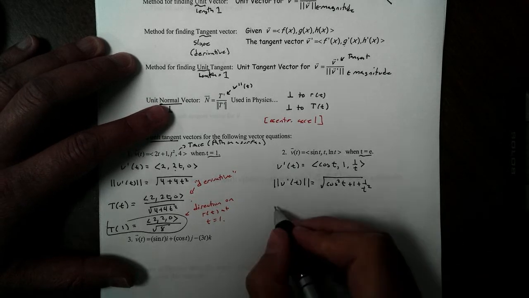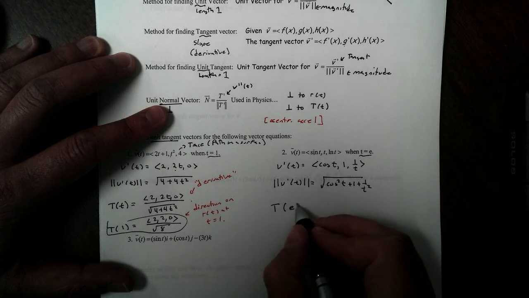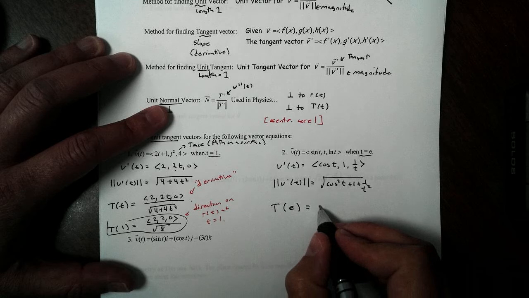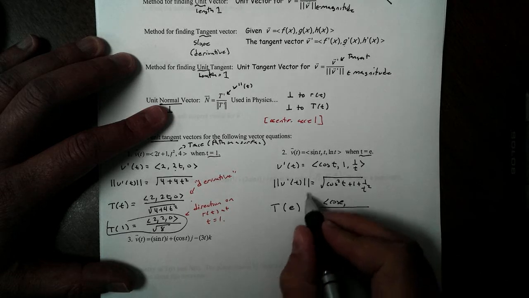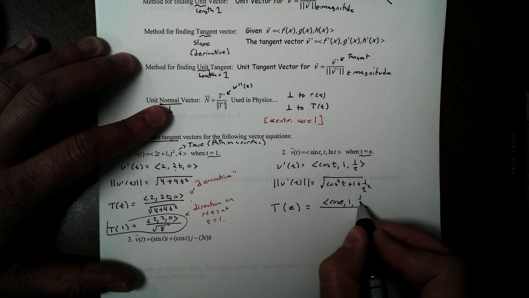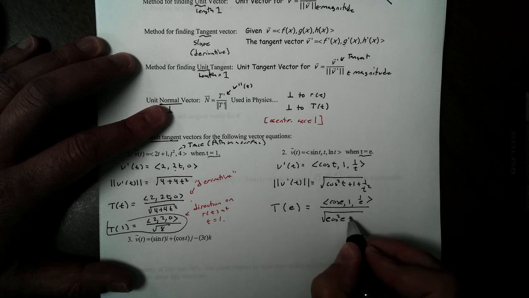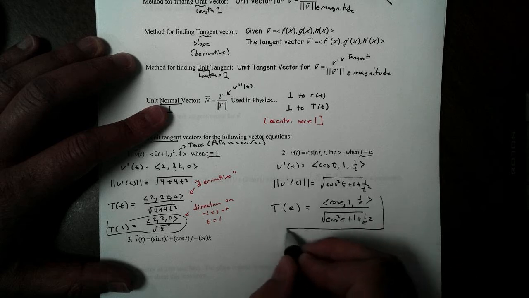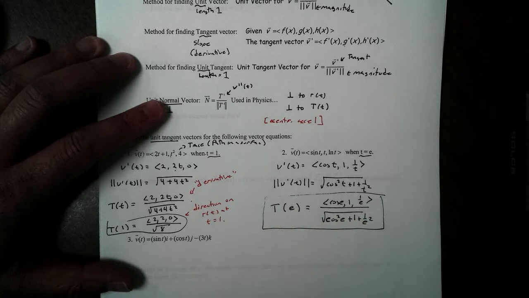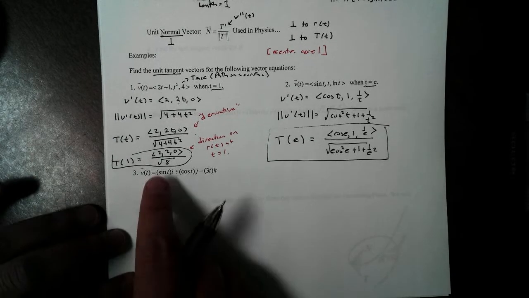We get the square root of cosine squared of t plus 1 over t squared. And I'm going to go ahead and calculate the magnitude right now at e, and that's going to be on top cosine e, 1 over e. On the bottom, we get the square root of cosine squared e plus 1 over e squared. Leave it alone. Don't worry about simplifying this. That's pretty darn ugly right there.